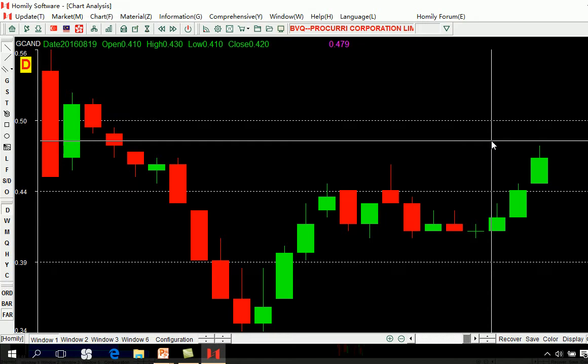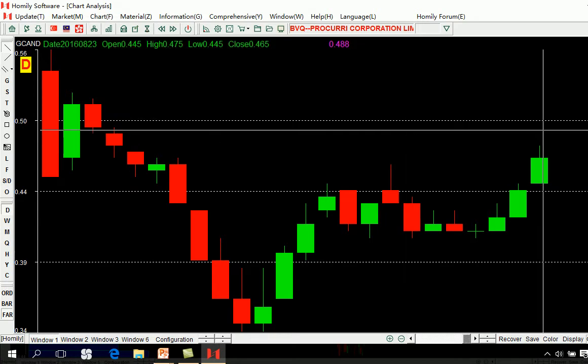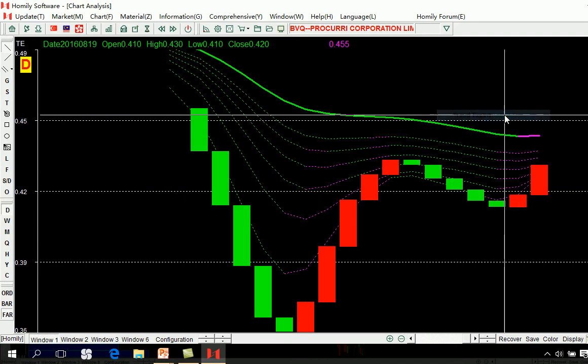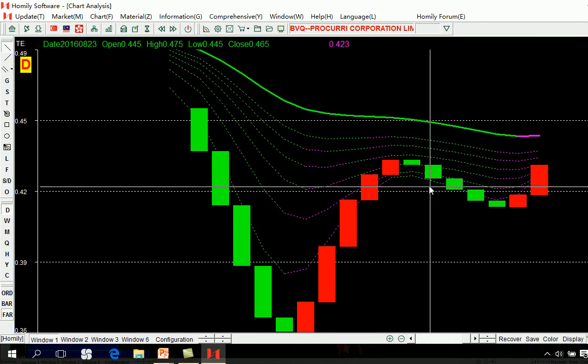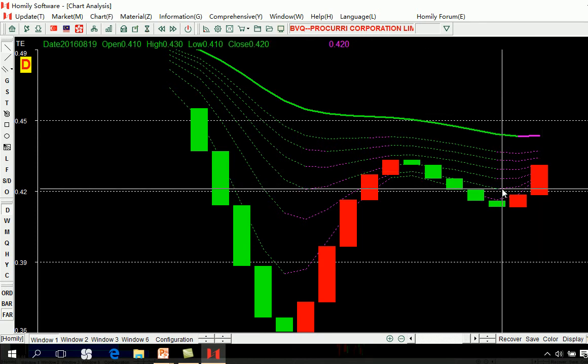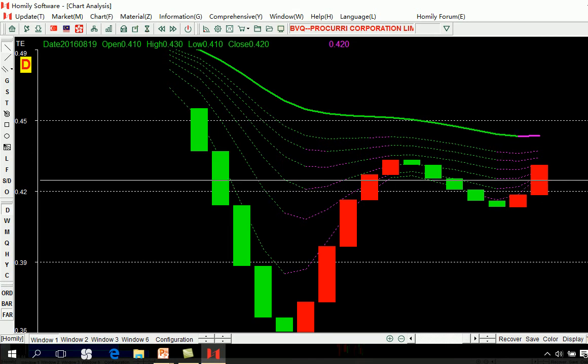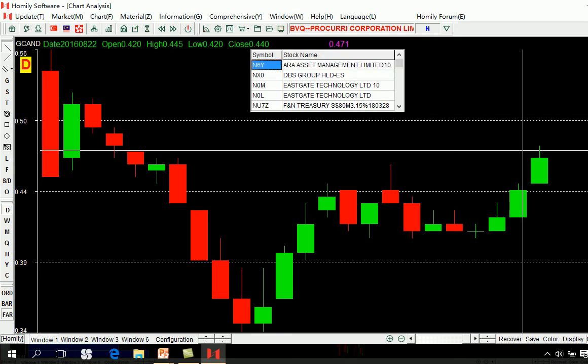If you use candlestick to judge, maybe half of the candlestick is the resistance, right? If you use Chain Expert, the special function, if you see the red candlestick turn to the green candlestick, it is the sell point, and green turning to red is the buy point, okay? So you should use the function to judge when to sell, when to buy. Okay, so let's see the next one.